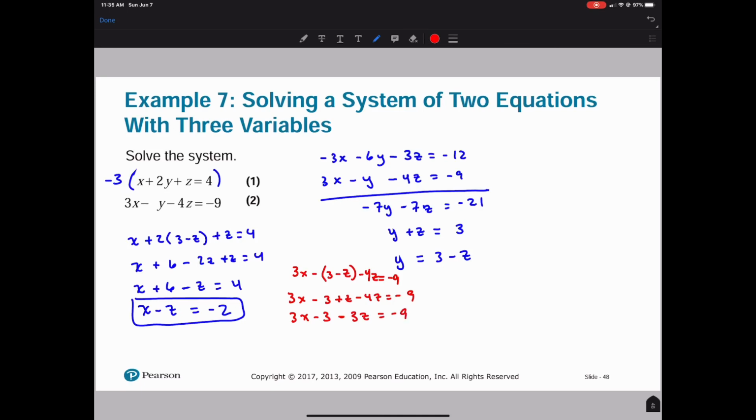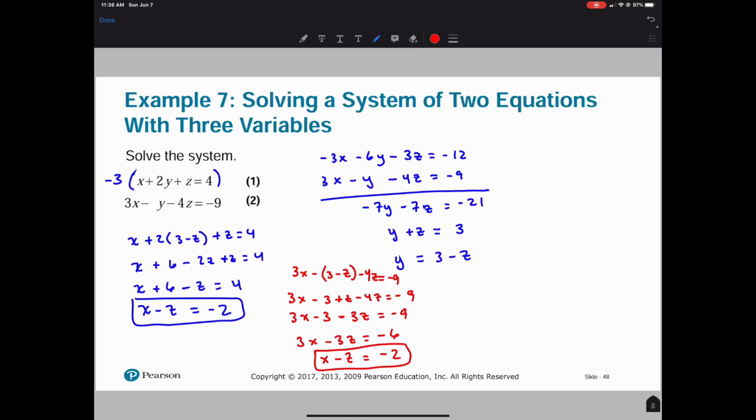Now I'm going to go ahead and add the 3 to the other side. So this would just be 3x minus 3z is equal to negative 9 plus 3, which is negative 6. Now, we see that all of them have 3's. All right? We got 3 here, negative 3 here, and then we got negative 6. So I'm going to have x minus z is equal to negative 2. I just factored out a 3 and divided it to the other side. So now I have 2 equations, 2 unknowns. The y we're going to get later once we find what z is.